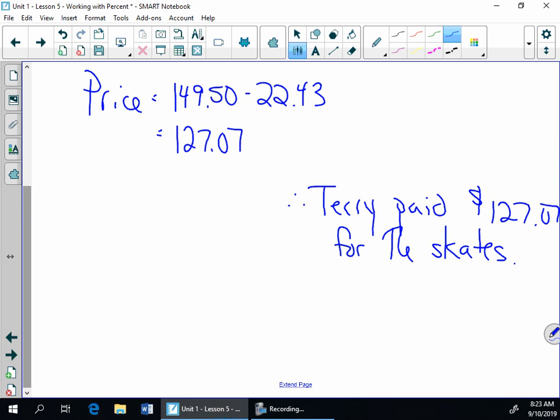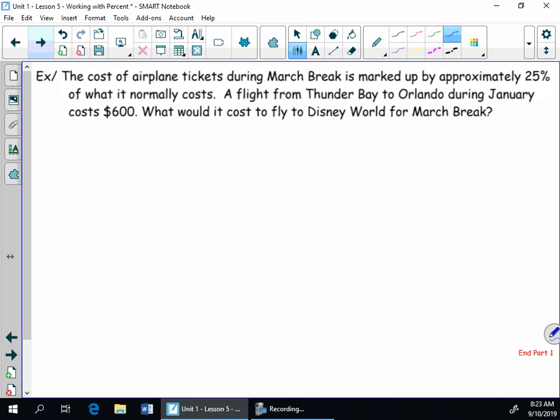Let's take a look at another one. The cost of airplane tickets during March break is marked up approximately 25% of what it normally costs. A flight from Thunder Bay to Orlando during January cost $600. What would it cost to fly to Disney World for March break? So this one's slightly different. And we're not getting a discount this time.